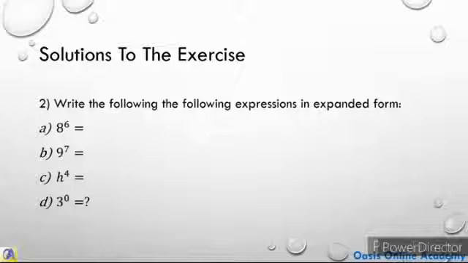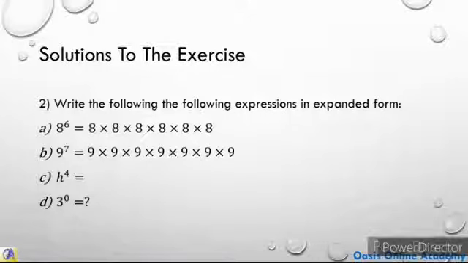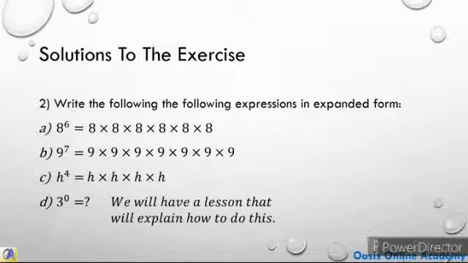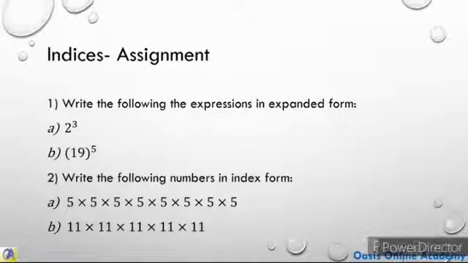Question 2. Write the following expressions in expanded form. Here we have the first case, 8 to the power 6, will be written as 8 times 8 repeatedly 6 times. Next, we have 9 multiplying itself repeatedly 7 times. Then h multiplying itself repeatedly 4 times. And the final one, we will have a lesson that will explain how we can do this. I just put it for you to see and begin to think about that.